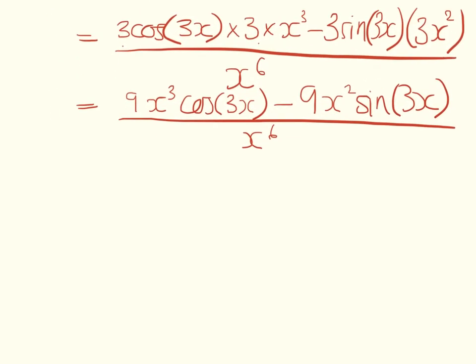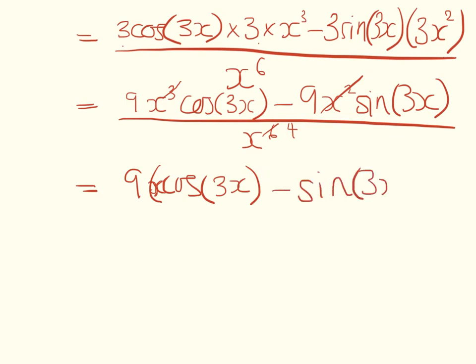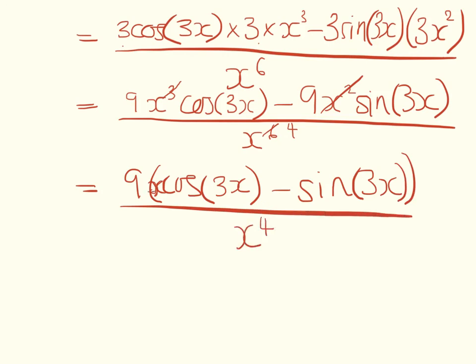Move that all up. Then we can cancel that, and then that will go to a 4, because we're dividing top and bottom by x squared. And we can take 9 out at the front, so we've got 9 times x cos 3x minus sine 3x all over x to the power of 4. So don't miss that little x that I missed out there. It's important, okay?